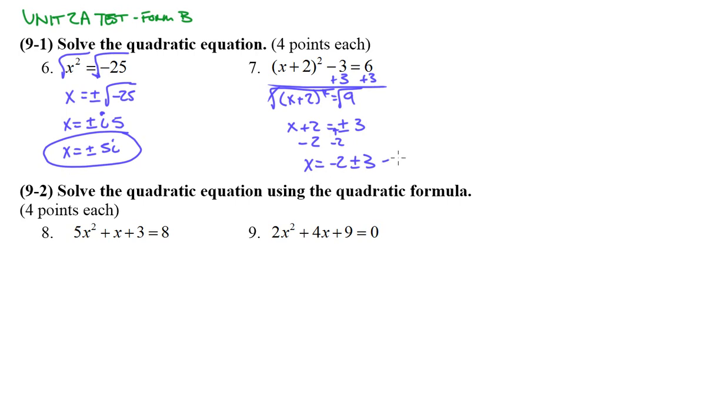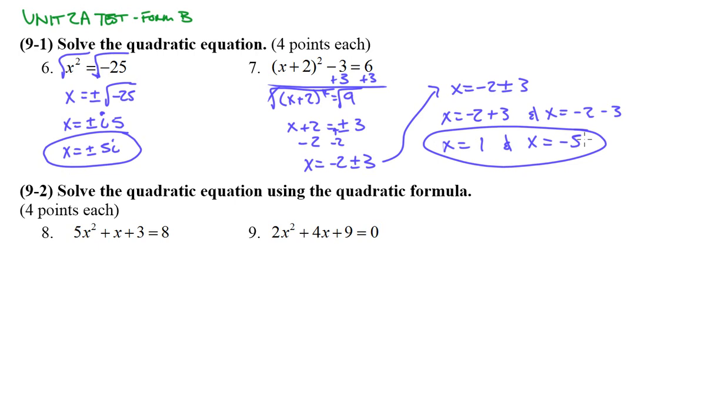Okay? So squeeze that out in front, and really this means that we have x equals negative 2 plus or minus 3. So that means we get x equals negative 2 plus 3, and we also get x equals negative 2 minus 3. That's the plus and the minus of those. So we get x equals negative 2 plus 3, which is 1, and also x equals negative 2 minus 3, which is negative 5. So those are our two answers for number 7. Okay.